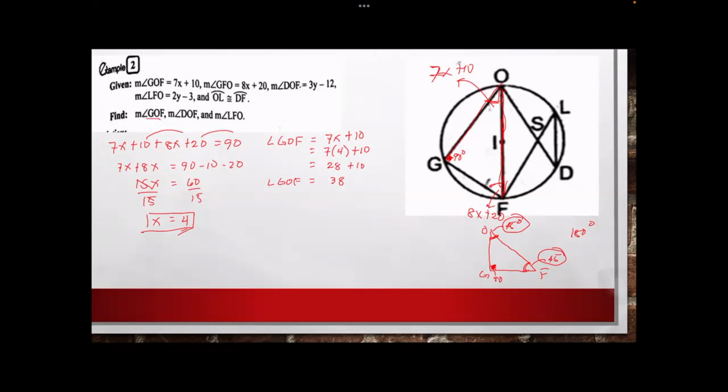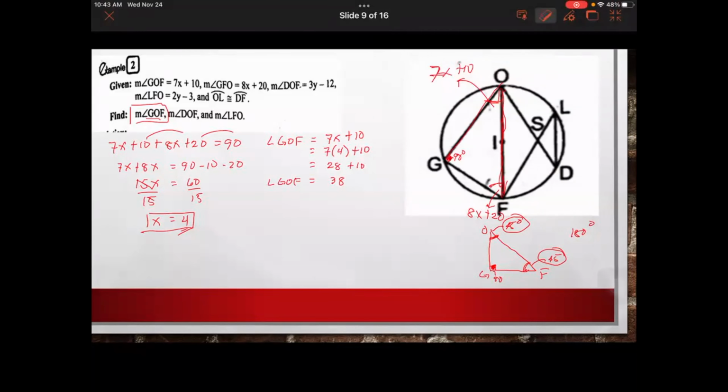Okay, the next is we have to solve na natin itong GOF natin. The next is the DOF. DOF. Tapos, ito. Yun lang natin. So, DOF. Pumunta siya dito. At saka LFO.